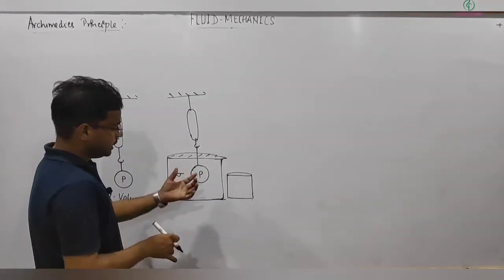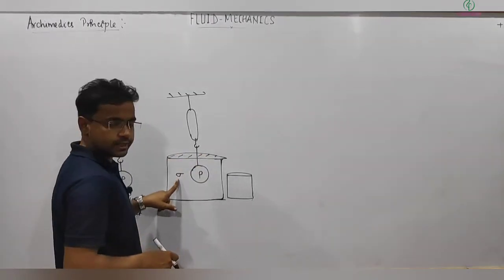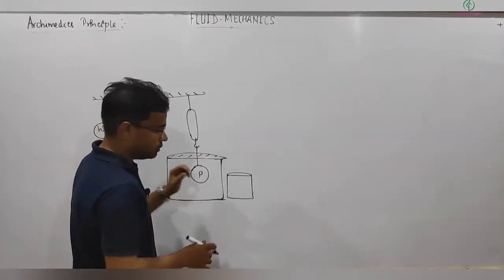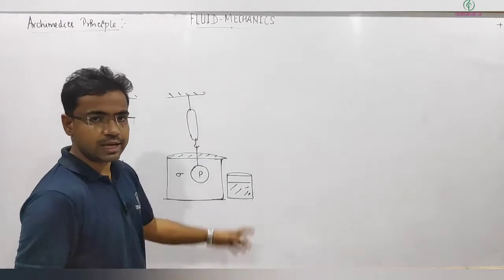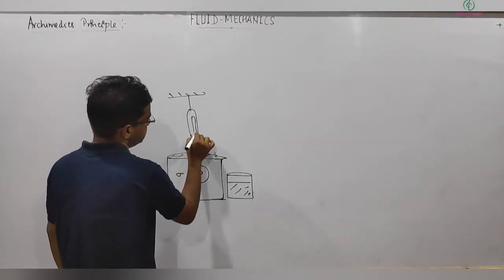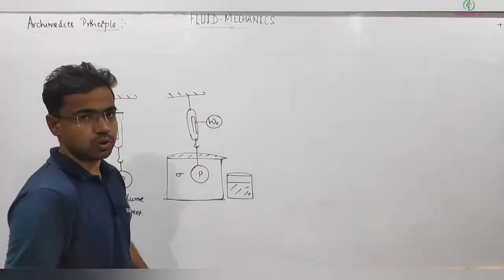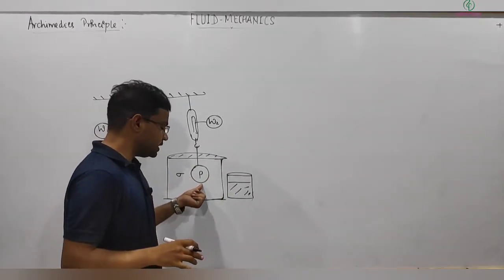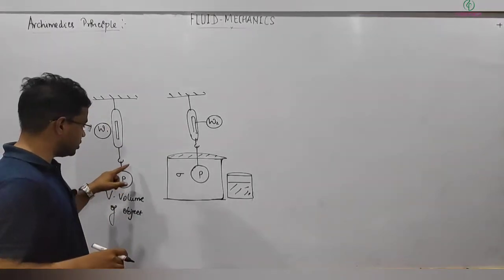So what will happen, because initially this container was filled with liquid of density sigma, when this object is submerged, liquid will flow out, and that will be coming out in this small container. Let's say I am taking that in a small container. So the first thing we observed is that the reading of this spring balance will change to W2. Another basic thing you can understand is that at this point there will be some pressure. At this point pressure is P naught.